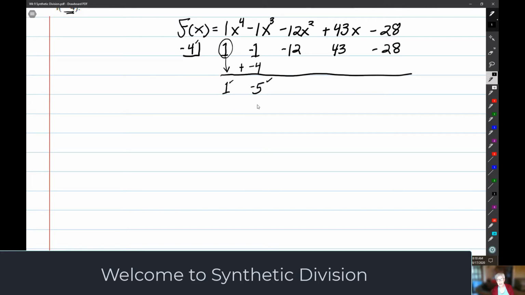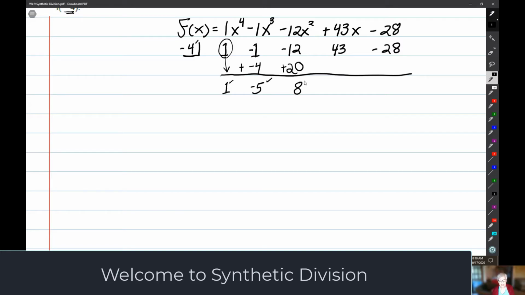the backwards L. Negative 5 times negative 4 is positive 20, and I write that under negative 12, the next number. And then I add these two numbers together. 20 plus negative 12 is positive 8. And then I'm going to keep up that action.